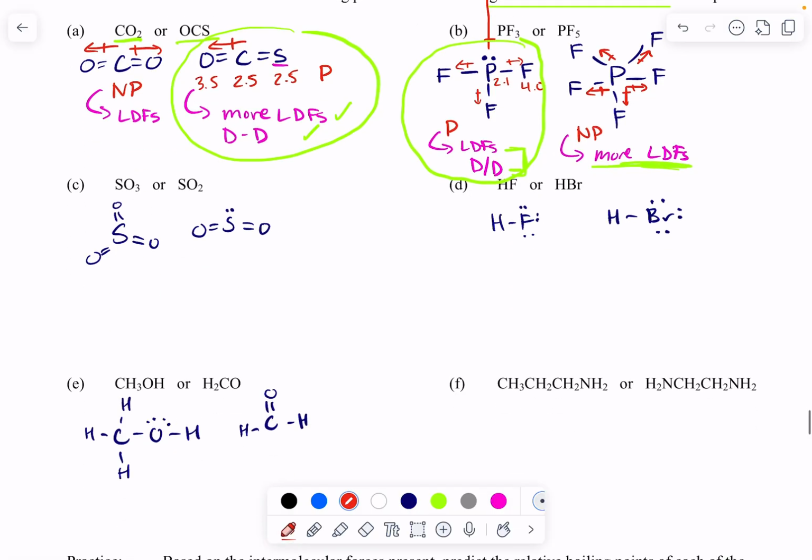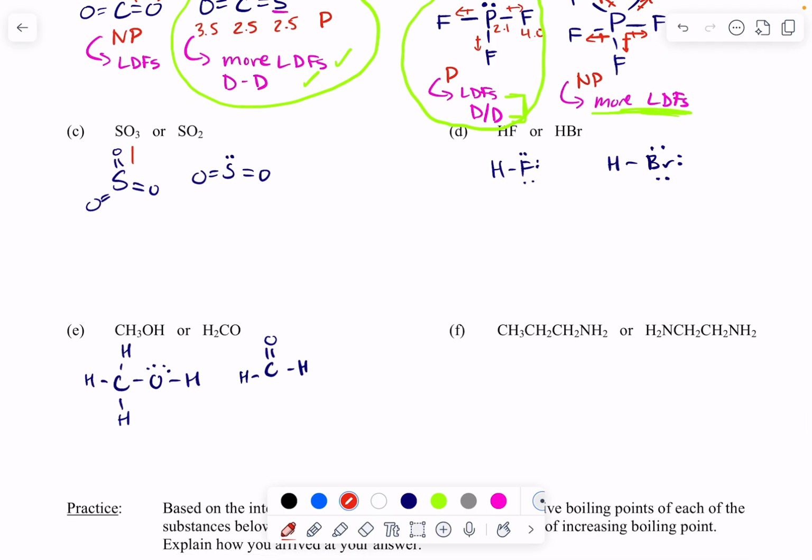On this next one, we have SO3. We end up having some dipoles, but they all cancel because they form that Y formation. So this is going to be nonpolar.